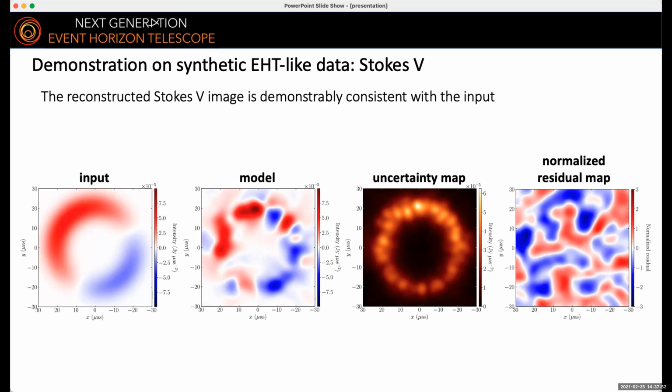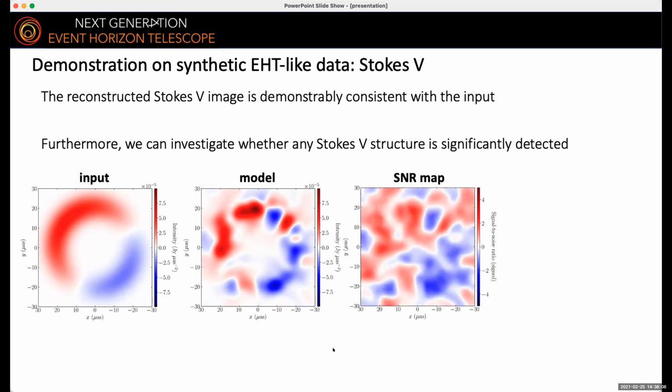And so what this is saying is that the input source structure is fully recovered, even at this choppy native resolution, so long as you interpret these features or any recovered structure as being significant only at the level determined by the uncertainty. And it's rather natural to cast this degree of uncertainty in the form of something like a signal to noise map shown here. And nowhere in this map does any single pixel ever exceed a signal to noise of 3. So in that sense, we would say that this fit did not recover any statistically significant Stokes V structure from the synthetic data set.